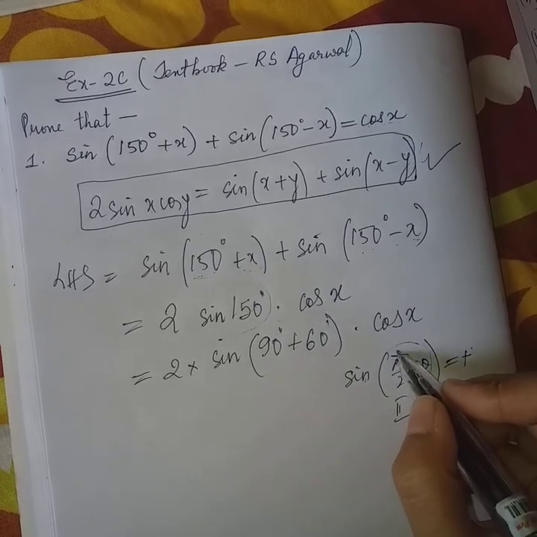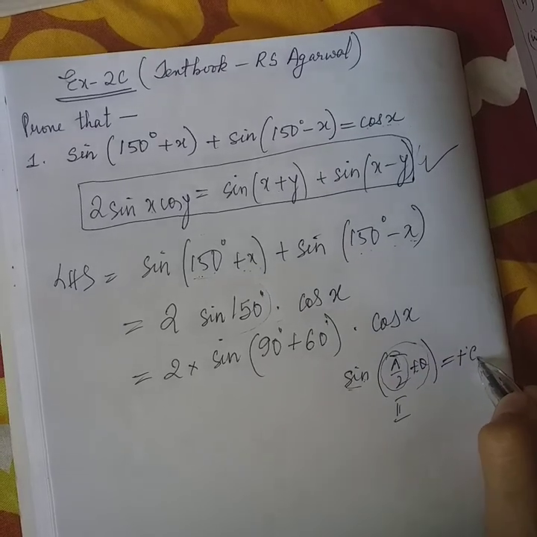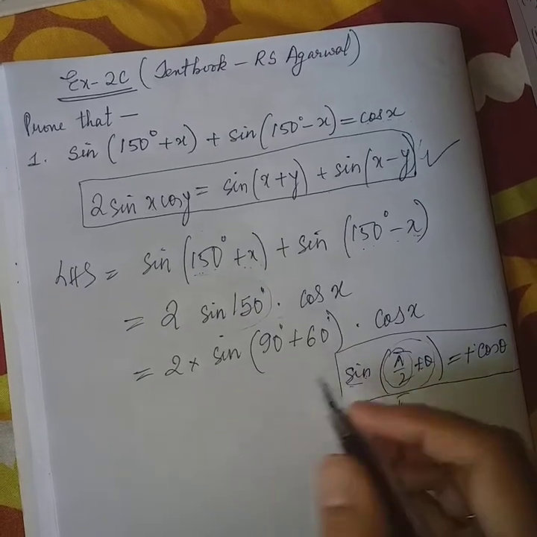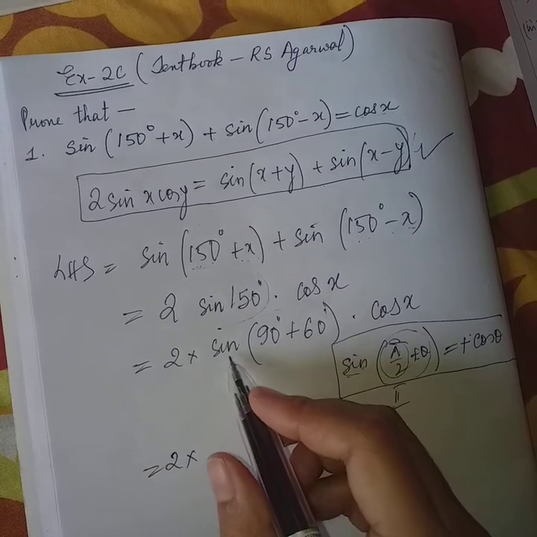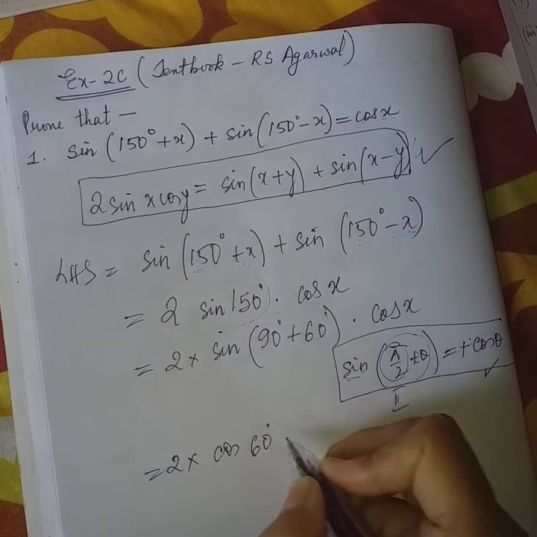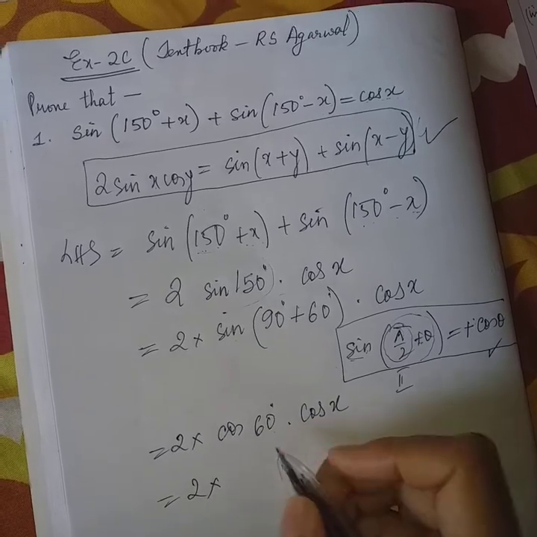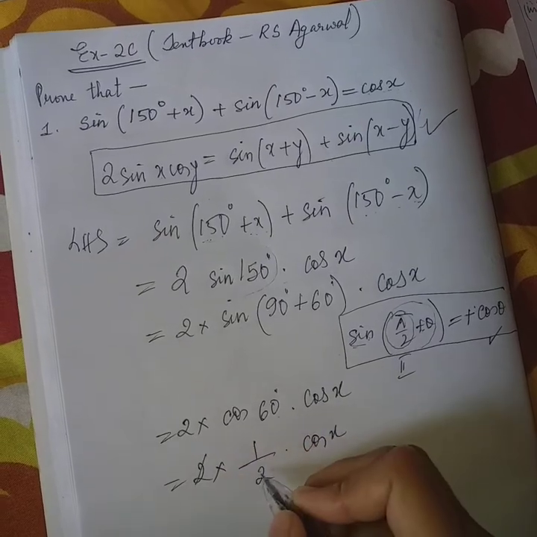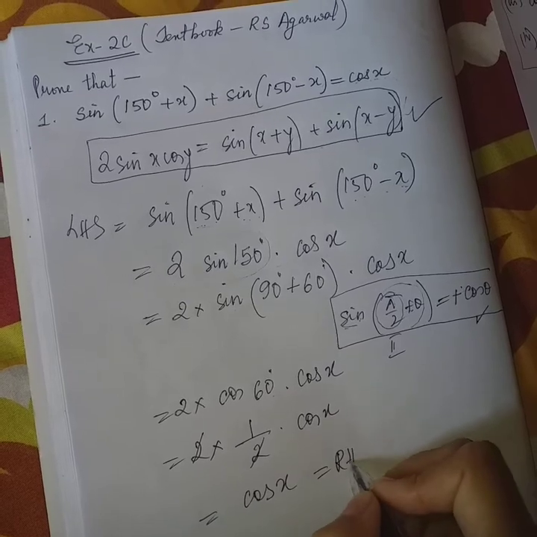But also we know that whenever it is an odd multiple of pi by 2, then sine changes to cos, so it will be cos theta. So we apply this rule over here: this is 2 into sine of 150 degrees, which becomes cos of 60 degrees, into cos x. So we put the value of cos 60 degrees, which is equal to 1 by 2, into cos x. So 2 and 2 get cancelled, so this is equal to cos x, which is the right hand side. So we have proved it.